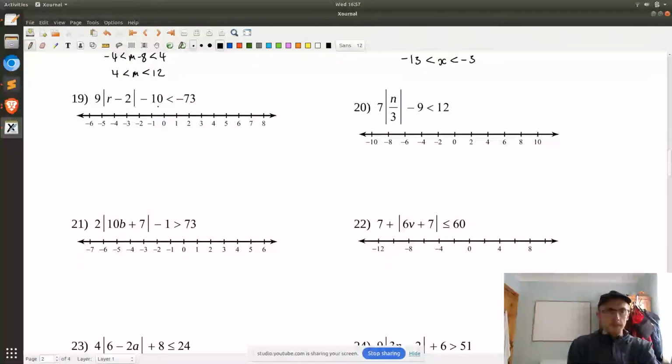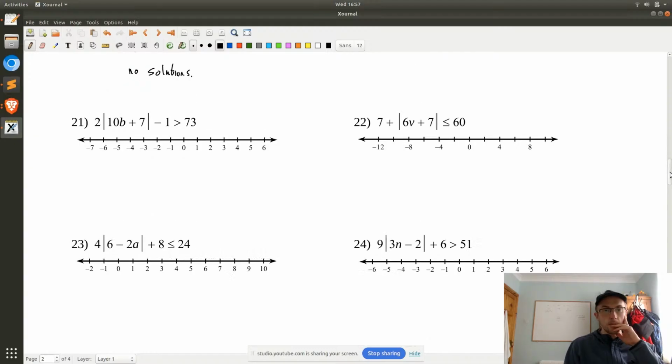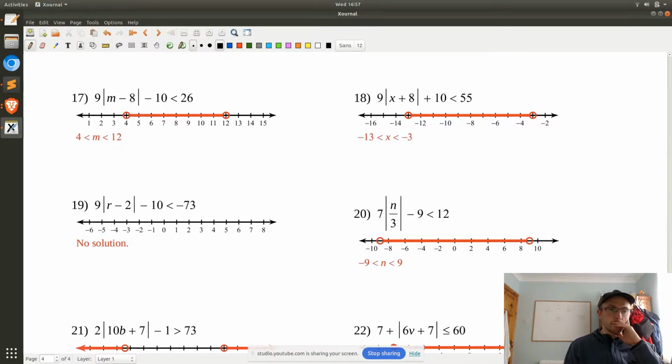Here at 10. So less than -63. Divide. Less than -7. Okay, so we have the absolute value of something being less than -7. That's not possible. So I say no solutions. We'll see if I'm right. Good.